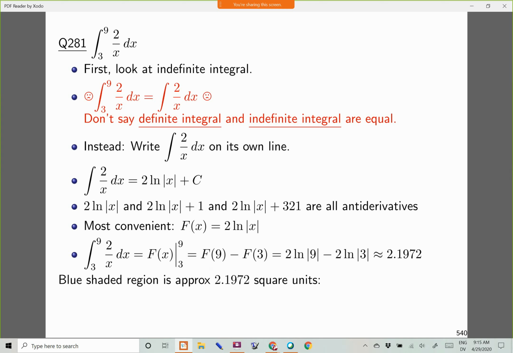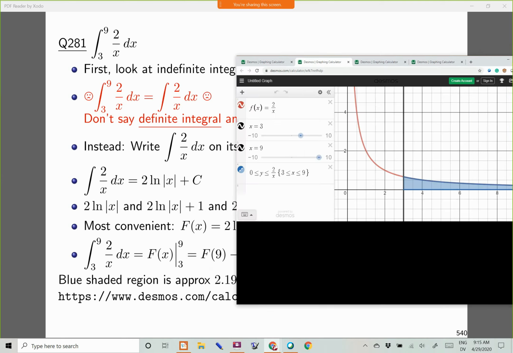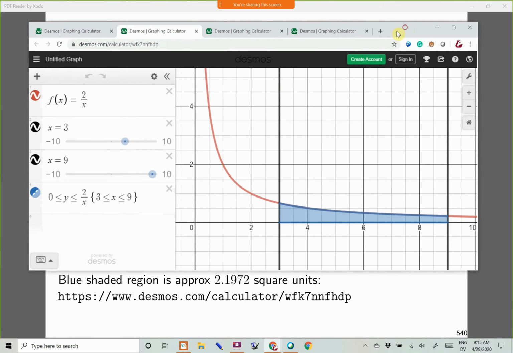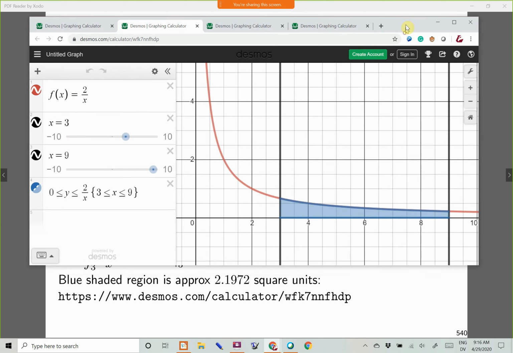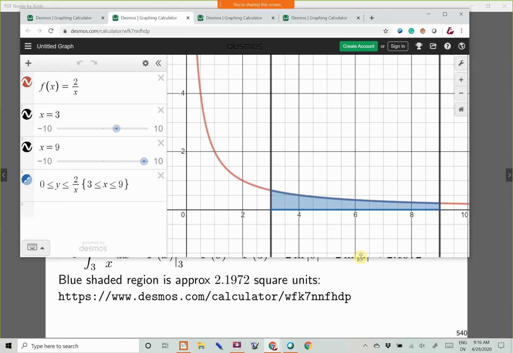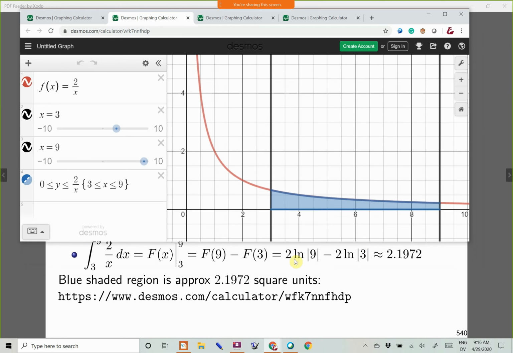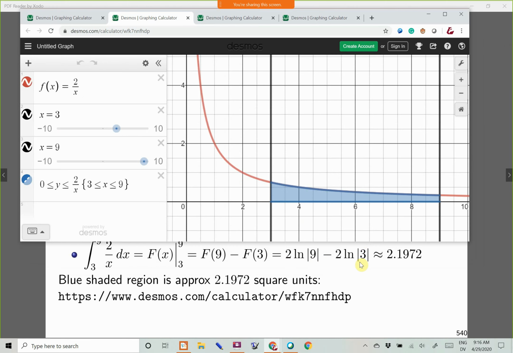And so in the picture here, if you click that link, I've got this 2 over x, that's in red. So between that, the x-axis, and these x values of 3 and 9, this blue shaded region here is 2.1972 units, approximately. That's really close. Like the actual number of units is literally 2 ln of absolute value of 9 minus 2 ln absolute value of 3.